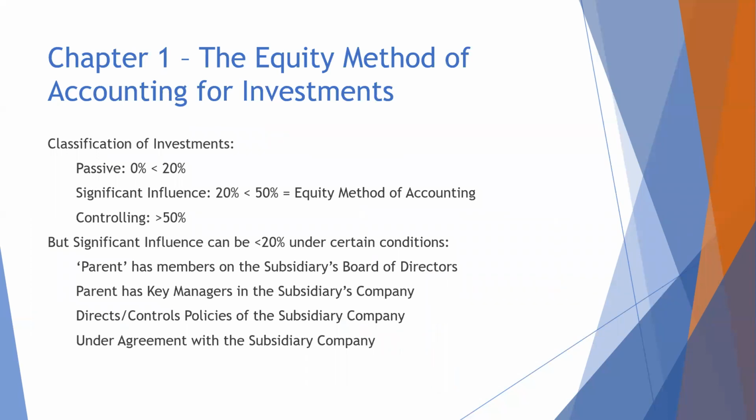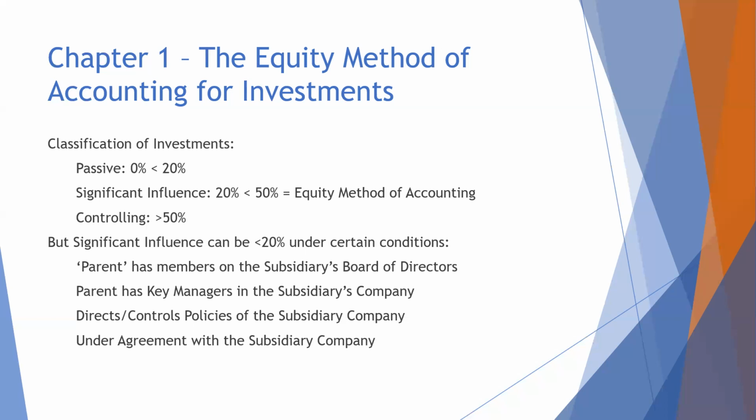Now let's talk a little bit about the equity method of accounting for investments. The first thing we have to do is look at what the classification of investments are. And there's really 3 classifications. Passive investors, investors of significant influence, and controlling stock. And we're going to focus in on the significant influence at this point. So significant influence means any ownership of 20% but less than 50%, so 49.999, they fall under the equity method of accounting.